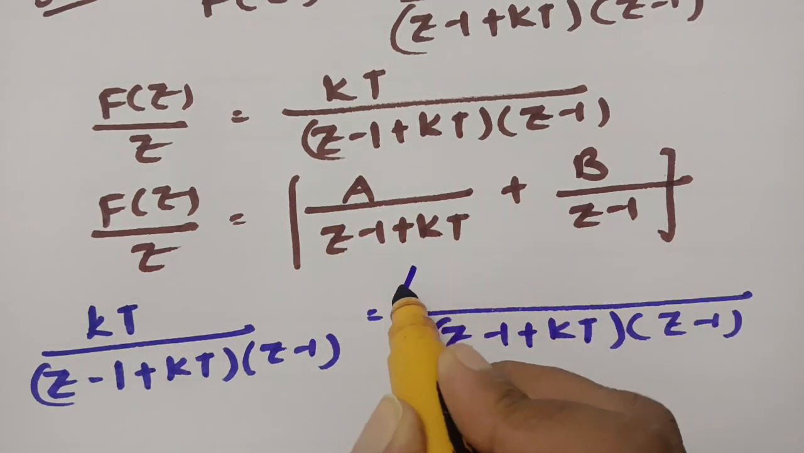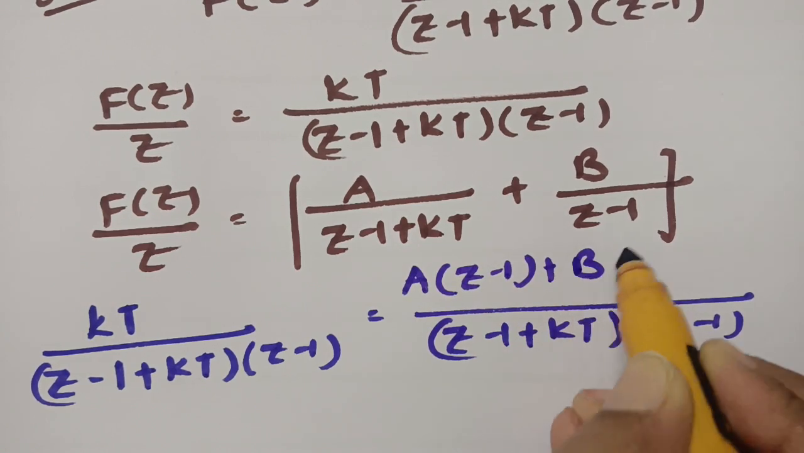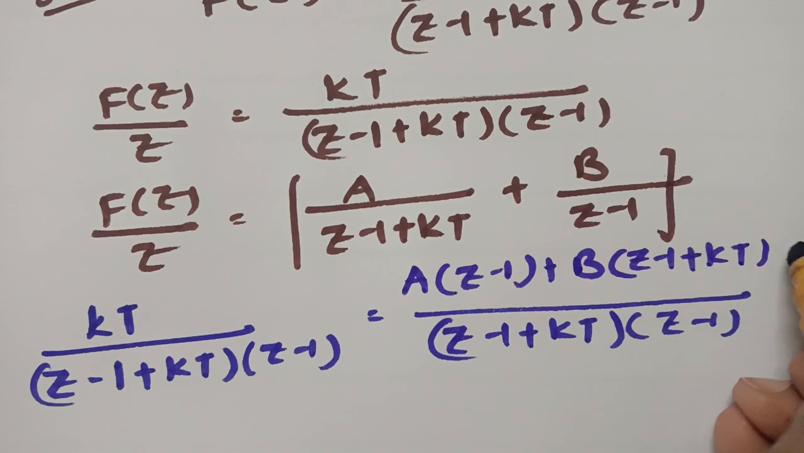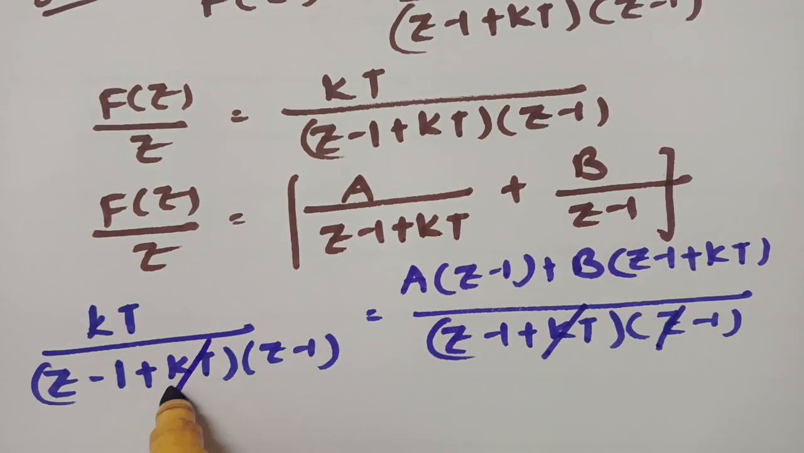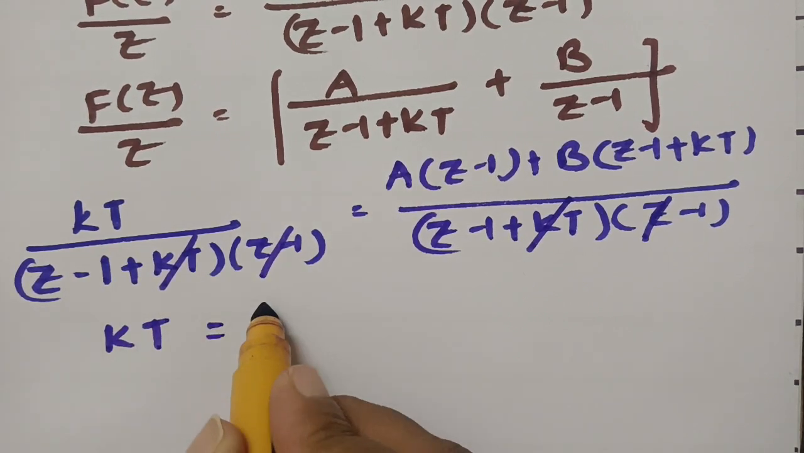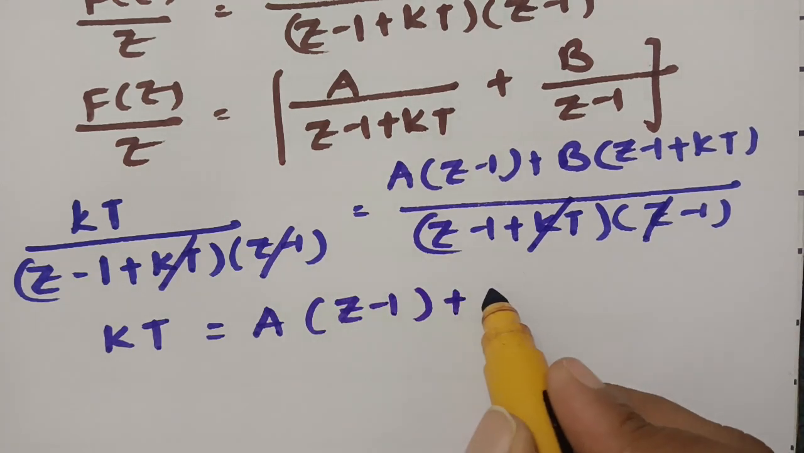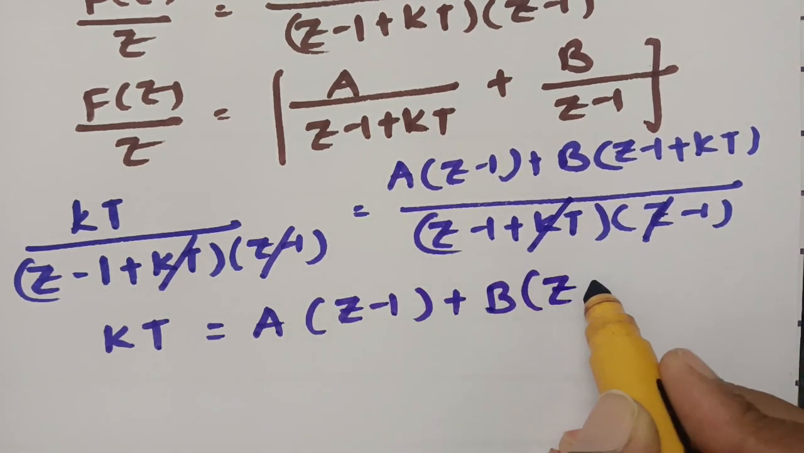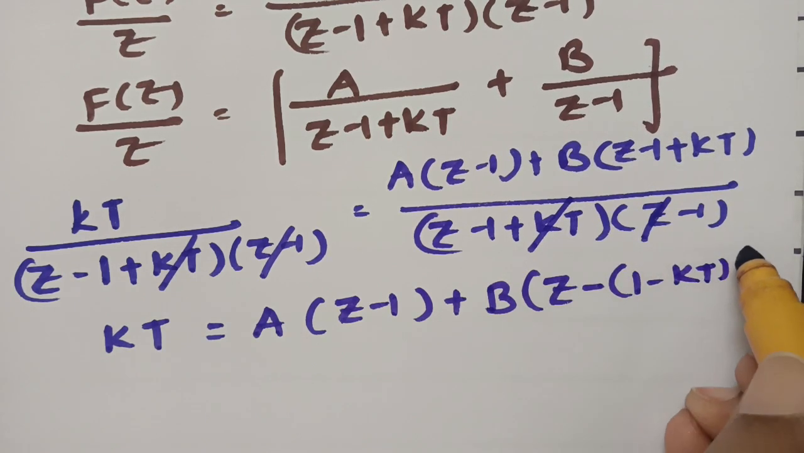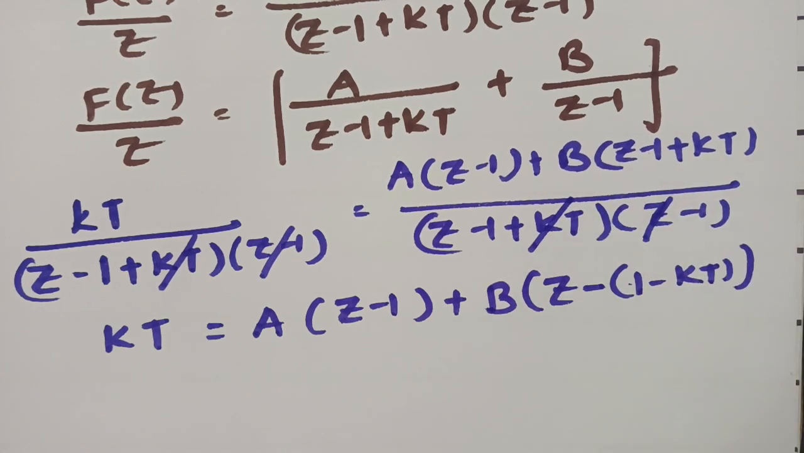So using partial fractions, this is A times (z minus 1) plus B times (z minus 1 plus kt). Now if I cancel the denominators, what remains is the equation kt is equal to A times (z minus 1) plus B times (z minus 1 plus kt). Clear? This is minus 1 plus kt.